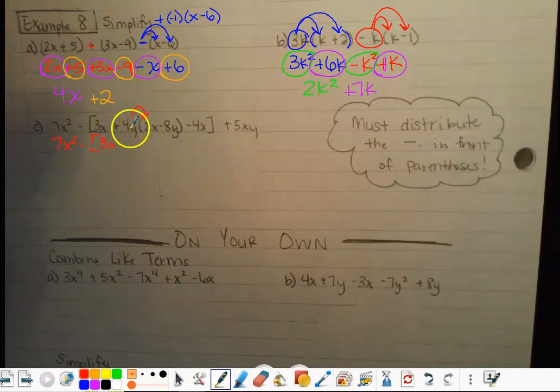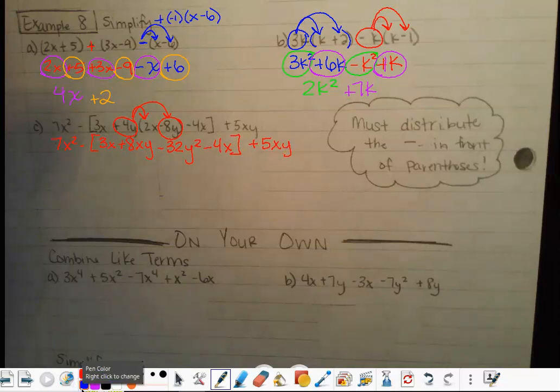So now I have a positive 4y, taking that whole thing, times 2x. So 4 times 2 is 8, so it's a positive 8xy. And then a positive 4y times a negative 8y. So positive times a negative is a negative. 4 times 8 is 32. Y times y is y squared. And I am done distributing because it was only to the things in parentheses. So now I'm just going to copy down minus 4x plus 5xy.